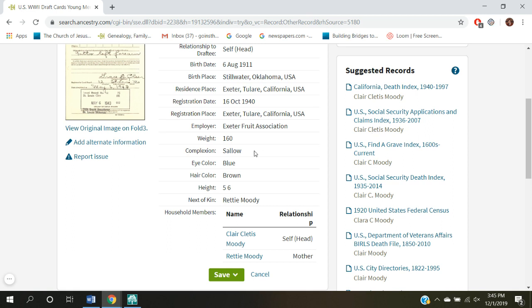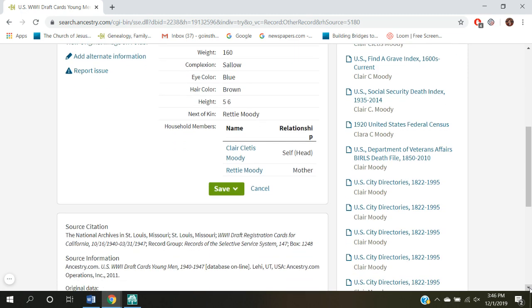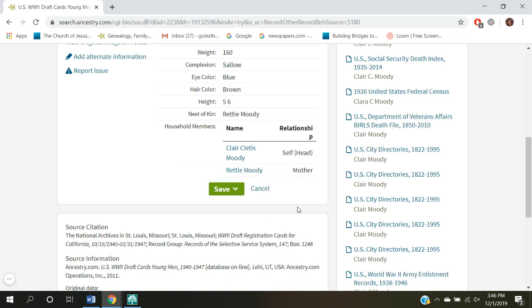It gives us some more about his physical description. His weight was 160. He was 5'6". It says his complexion was sallow. I don't know what that means. So there you go. But it's sallow, blue eyes, and brown hair. And his mother was Reddy Moody. And that is correct. So I'm going to save this here like that.